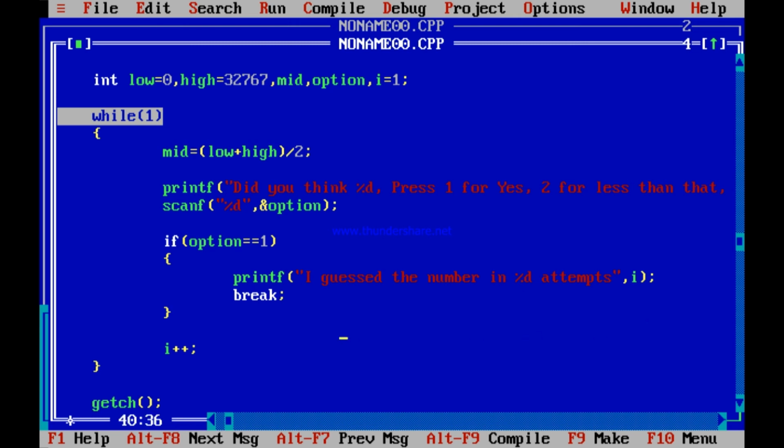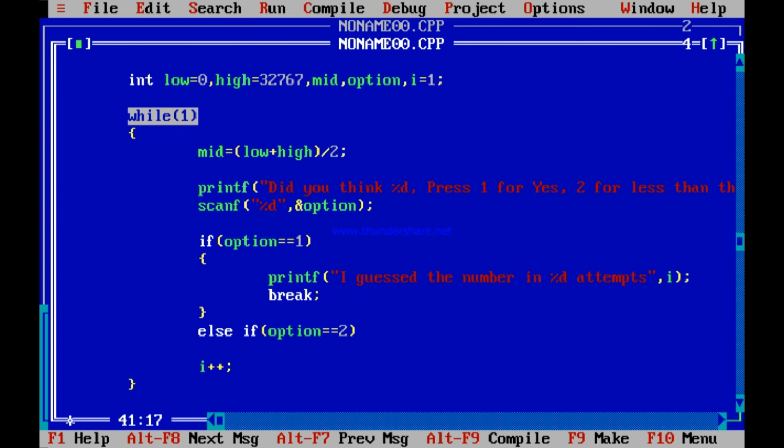However, here there is a question of else if, because I need to check whether it is lesser than that or greater than that. Else if option is equal to 2. If the option is 2, that means the user thought of a number lesser than that number. So my high range can be equal to mid minus 1.